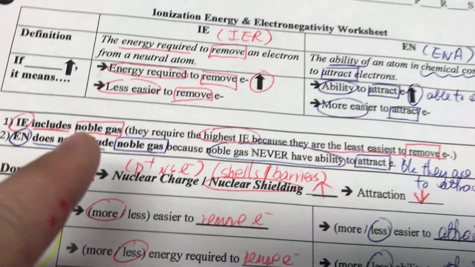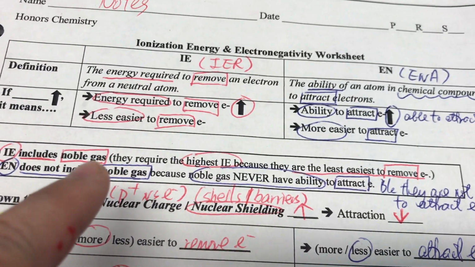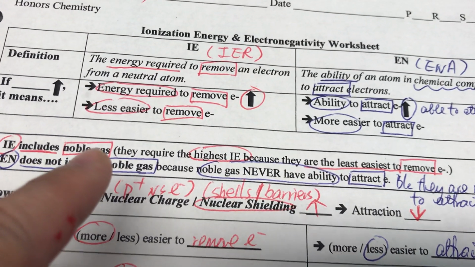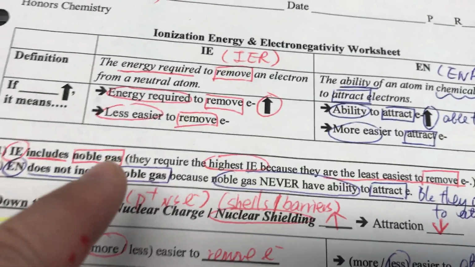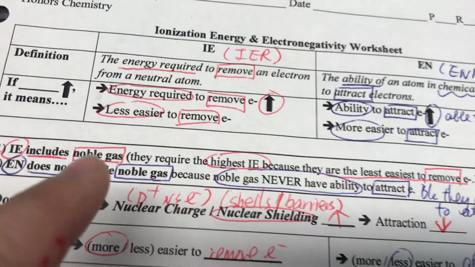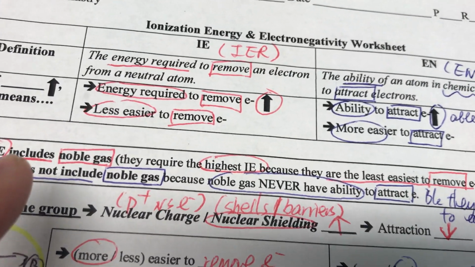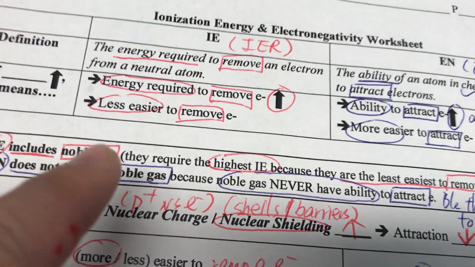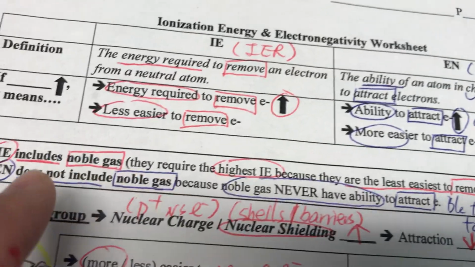IE includes noble gas. IE includes noble gas because noble gas is in group 18, which cannot remove electron, because noble gas is already full. You cannot remove electron. But if I force you, I'm going to give you a lot of energy to help you remove electron, because that is the IE.